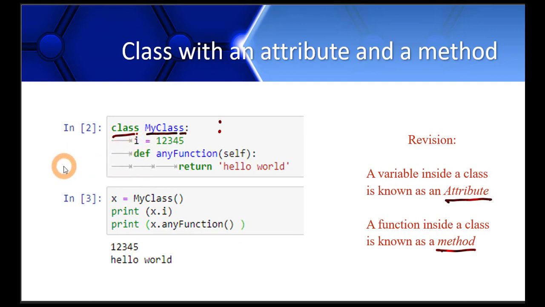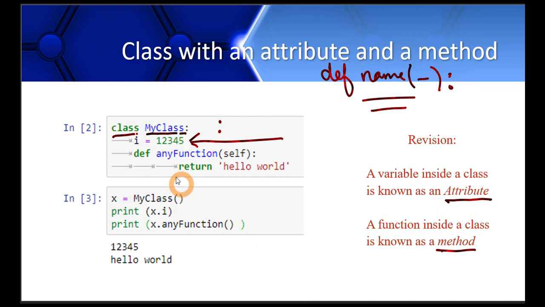Now this i is the attribute of the class. This is one variable. And we already studied that to declare any function, you have to write the keyword def, and then you write the name of your function, followed by any arguments in the function, and then a colon, and then the body is indented. So whenever you want to define any function inside the class, it is the same as defining any other function, but there is just one difference. The first argument of the function is always self. So this thing is compulsory.